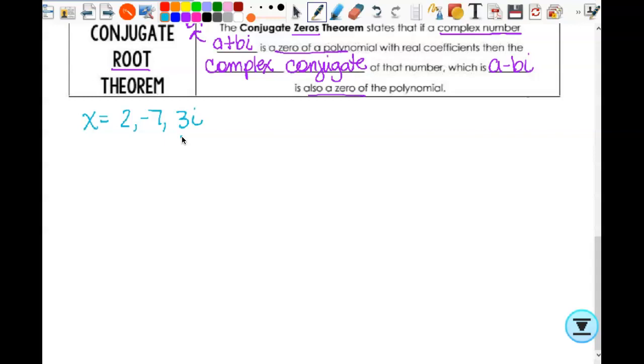So it can't just be 3i. It's plus or minus 3i. So the smallest degree I could have would be a fourth degree. Does that make sense? It could not be a third degree. It would have to be at least a fourth degree, and maybe some others are missing and we don't know about it. So remember, they come in pairs. The imaginaries come in pairs. We good? Okay. Questions? All right.